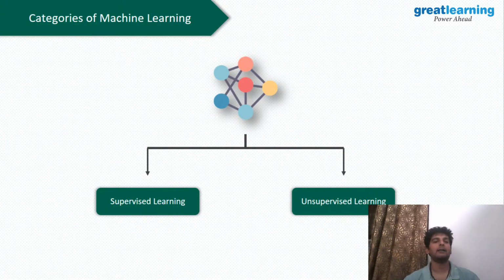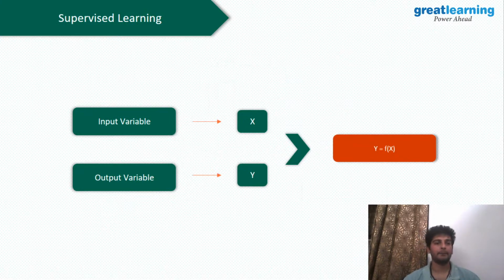Now, let's look at the categories of machine learning. We have supervised learning and unsupervised learning. We also have reinforcement learning, but we will not cover that today. So let's start off with supervised learning. Whenever we are dealing with data, we have an independent variable and a dependent variable, or in other words, input variables and output variables.